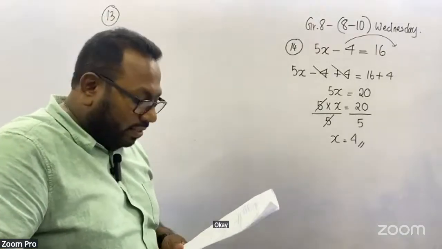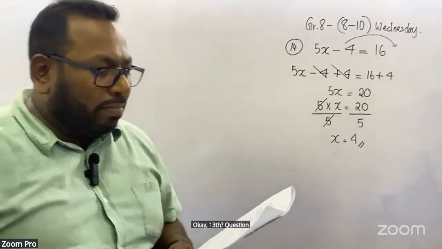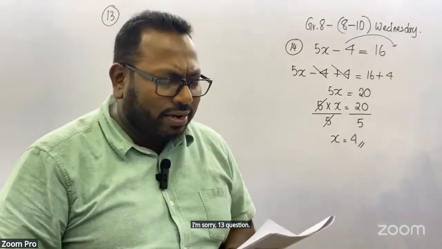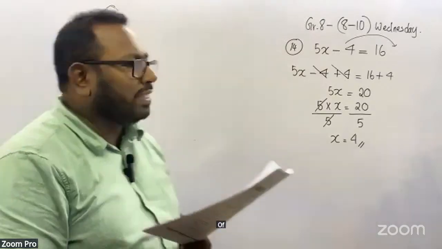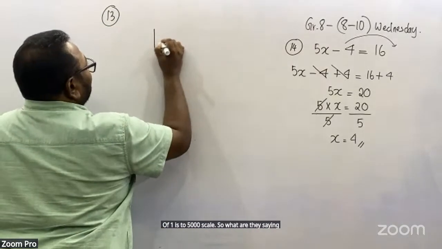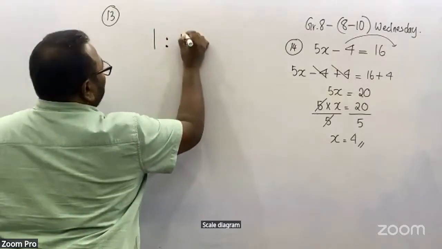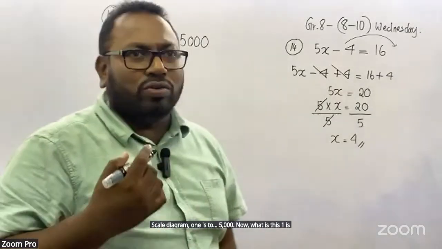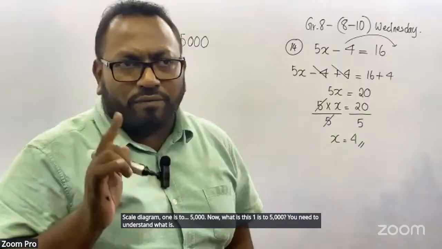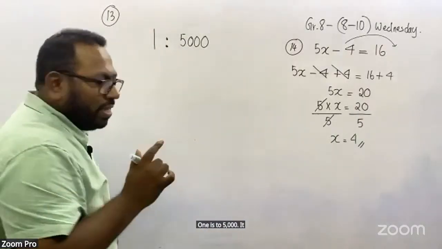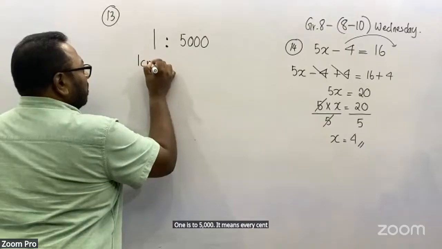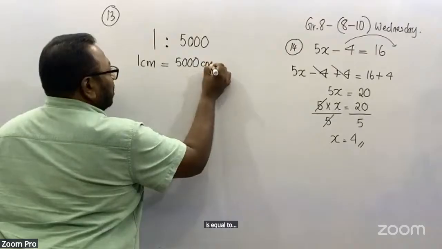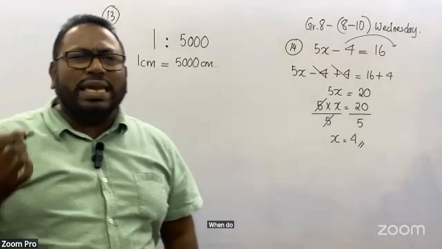Okay, 13th question. There is a scale diagram of 1:5,000 scale. So what are they saying here? Scale diagram 1:5,000. Now, what is this 1:5,000? You need to understand what is 1:5,000. It means every centimeter is equal to 5,000 centimeters.